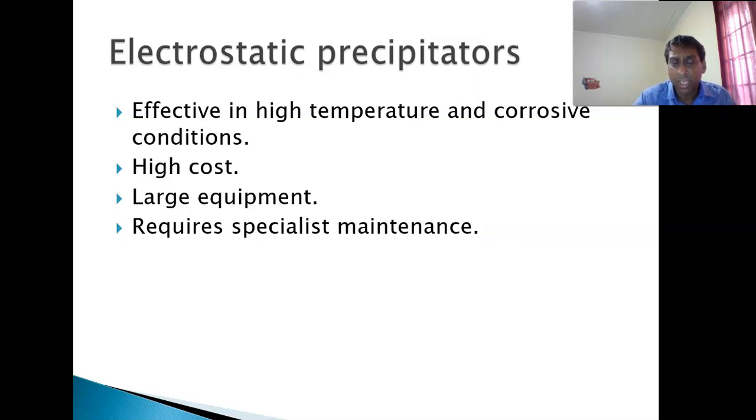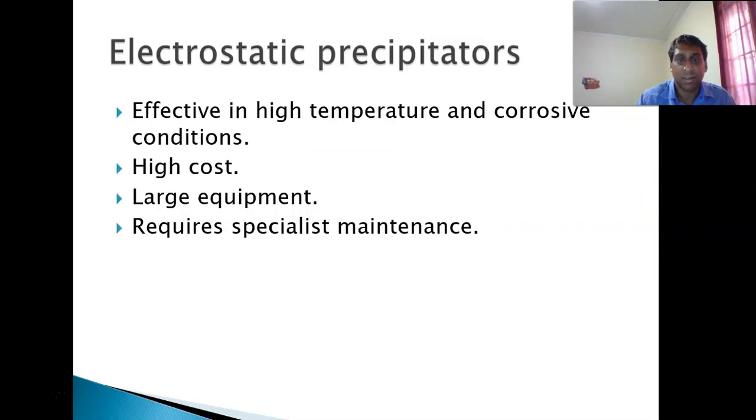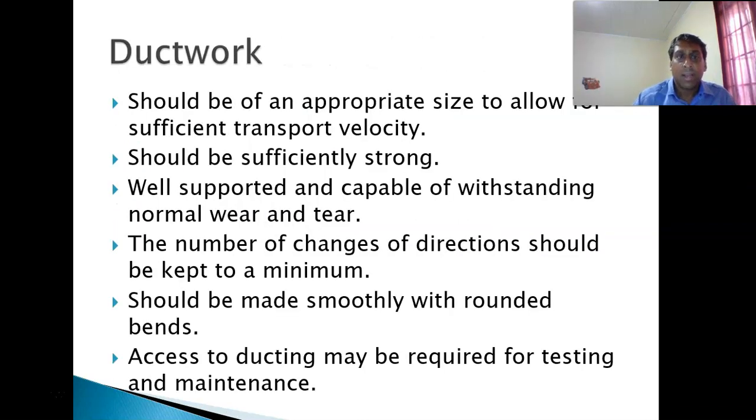Ductwork, which they would call the lagging, the silver pipes of the LEV system, should be of an appropriate size to allow for sufficient transport velocity. It should be sufficiently strong, well supported, and capable of withstanding normal wear and tear. The number of changes of direction should be kept to a minimum and should be made smoothly with rounded bends. Access to ducting may be required for testing and maintenance. So again, these are some of the main features of the ductwork itself.